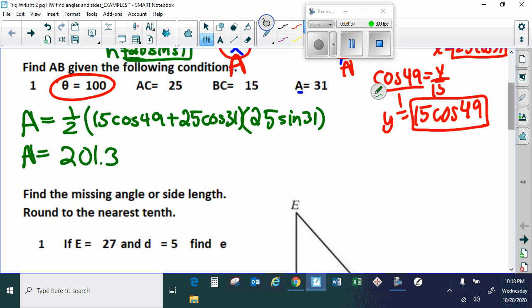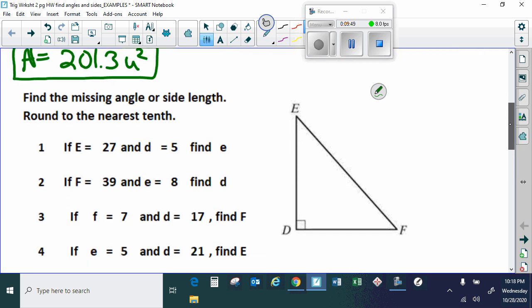201.3 square units, because they don't give me units. Area is always square units. It's the nearest tenth. Okay, so there's how you do the problem. You see it like that on your worksheet. All right, let's come down here.